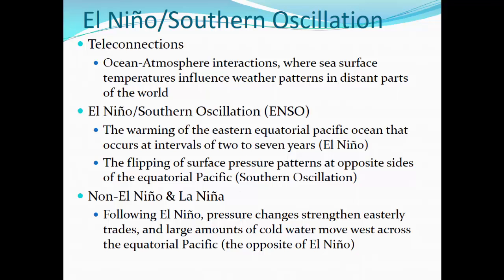That's the Southern Oscillation. Now, non-El Niño years, and what's sometimes referred to as La Niña, although I think La Niña is really falling out of favor with the scientific community. Non-El Niño is what we'd find typically in the equatorial Pacific Ocean, and La Niña would follow an El Niño, where pressure changes strengthen easterly trades, and then large amounts of cold water move west across the equatorial Pacific. So we can talk about all these different pressure patterns, how they affect different parts of the world, and why.